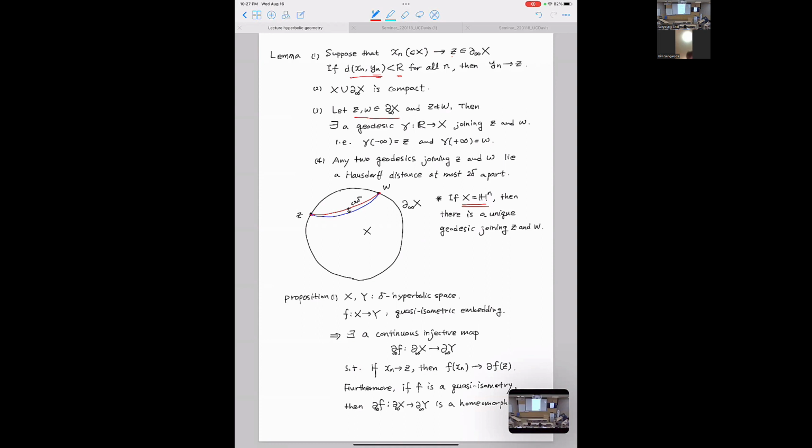From this lemma, you can prove this proposition. Let X, Y be hyperbolic spaces and f a Cauchy-symmetric embedding from X into Y. Then there is a continuous injective map on the level of the Gromov boundary, a map from the Gromov boundary of X into the Gromov boundary of Y, like this. And this is also continuous. Furthermore, if f is a Cauchy symmetry, then this map is a homeomorphism.